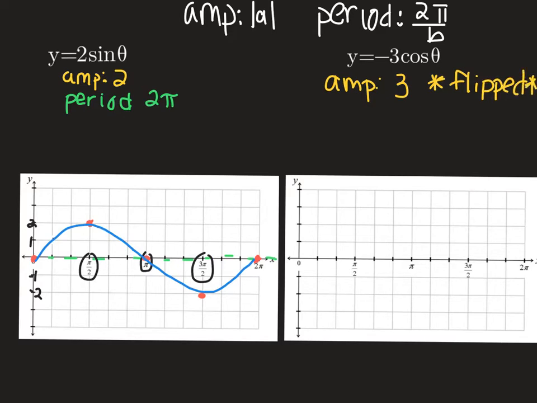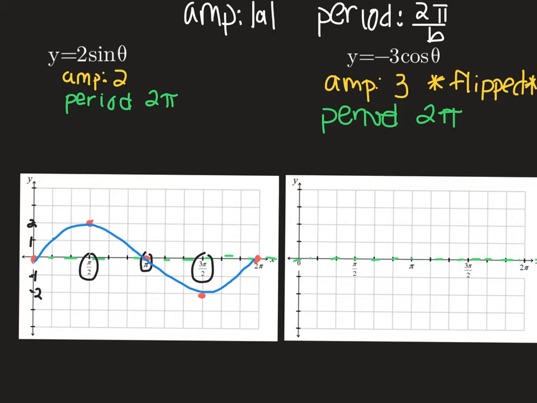Okay, so this graph is flipped. I'm going to make that note because that's going to change a few things, and we'll look at what that looks like. Then I'm going to go through and find my period. Well, again, there's no b value here, so my period in this function is just going to be 2 pi divided by 1, or just 2 pi. Okay, well, that means, again, that it's starting at 0 and going through 2 pi.